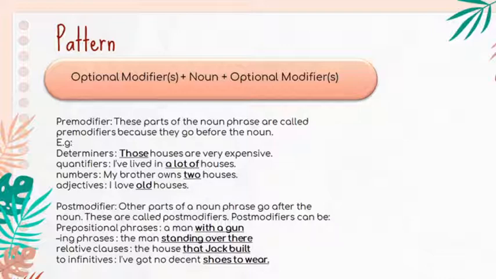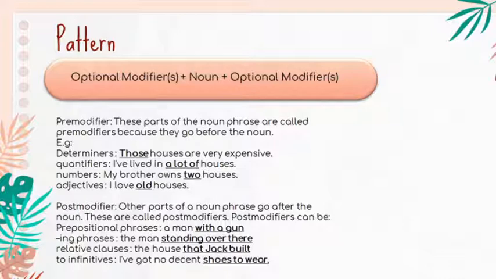For example, in the sentence, those houses are very expensive. And then quantifiers. In the example, a lot of, in the sentence, I've lived in a lot of houses. And then numbers. For example, 2, in the sentence, my brother owns 2 houses. And the last is adjectives. In the example, old, in the sentence, I love old houses.